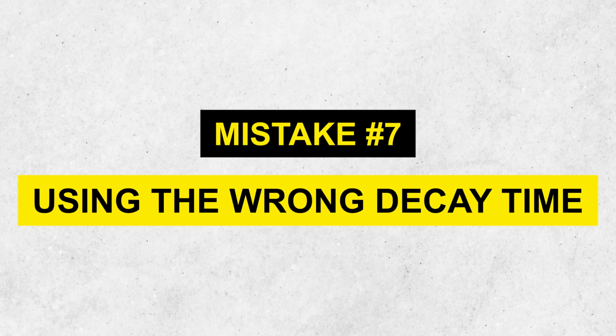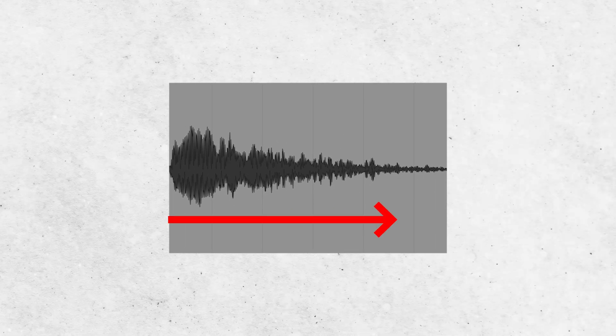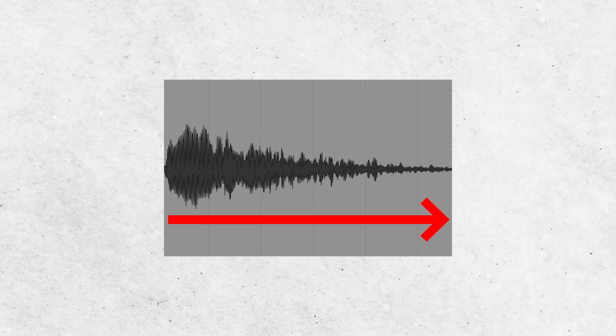Building on that, we could talk about another setting that a lot of mixers get wrong in mistake 7, which is using the wrong decay time. The decay time refers to the length of time it takes for the reverb tail to die away to inaudibility after the original sound source has stopped. Basically, how long does the reverb linger and stay in the mix after the vocal has stopped being performed?